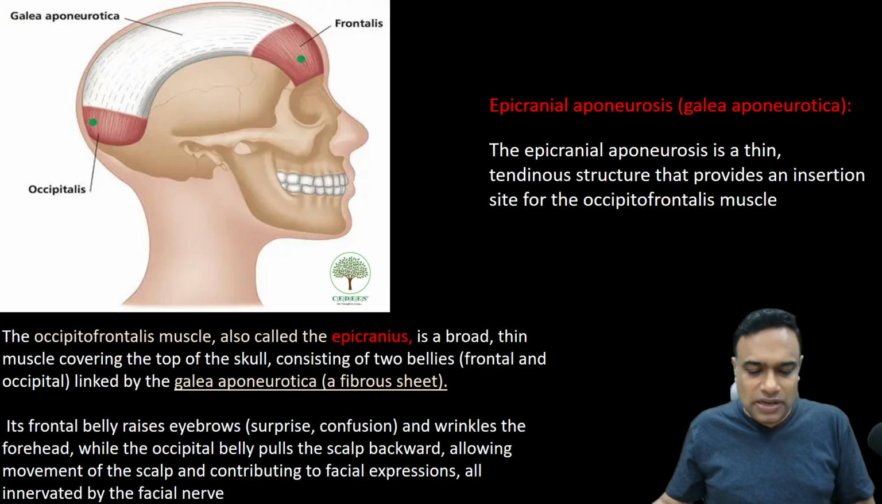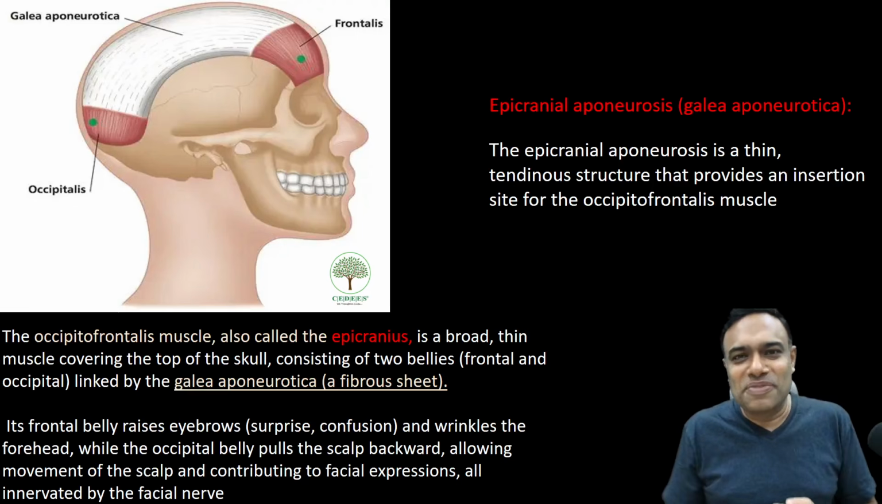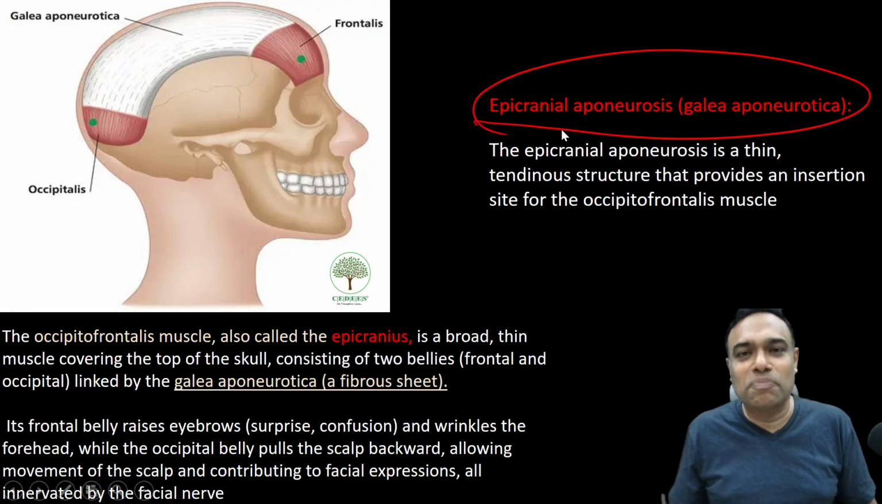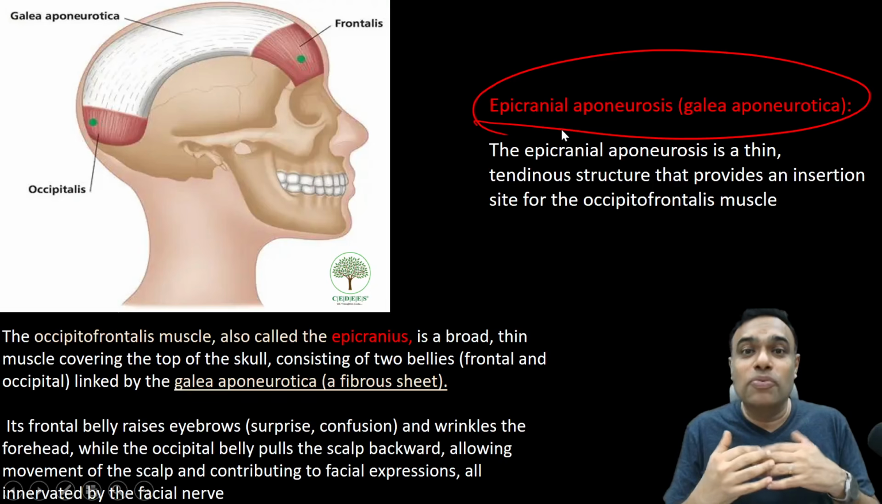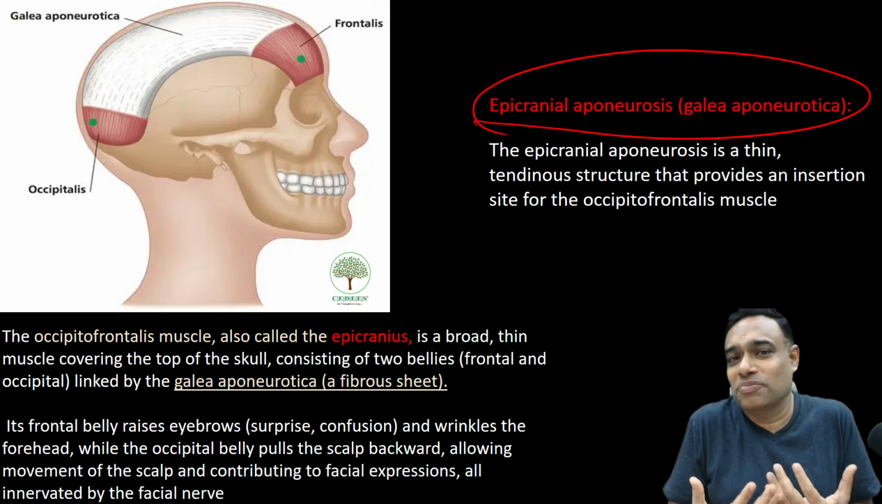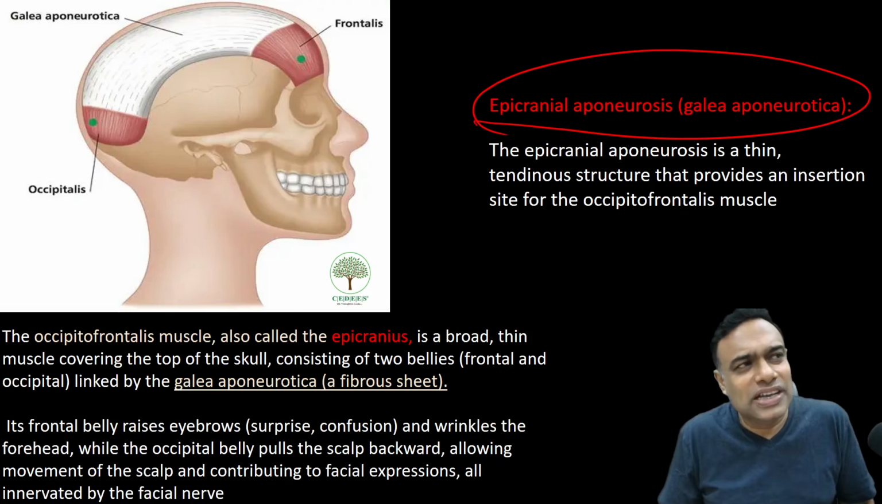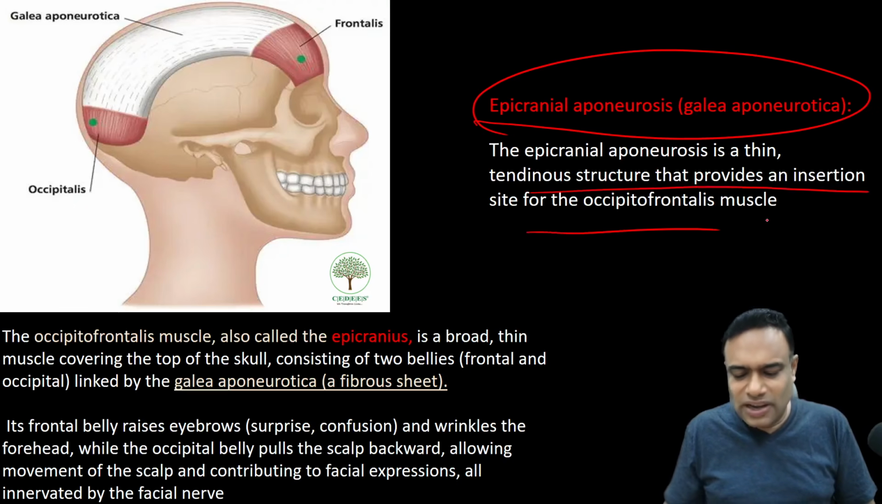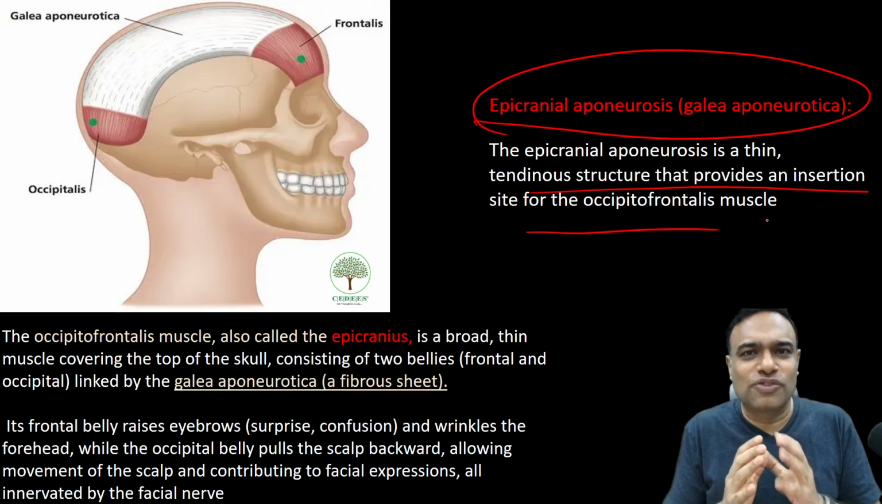Okay, done. The third layer, right now, this is something which you should really focus on. This is what we know as the epicranial aponeurosis. Now, when you say aponeurosis, what do you mean by aponeurosis? Aponeurosis is like a tendon, it's like a sheet. Okay, so if you see this here, it's a thin tendinous structure that provides an insertion for the occipitofrontalis muscle.